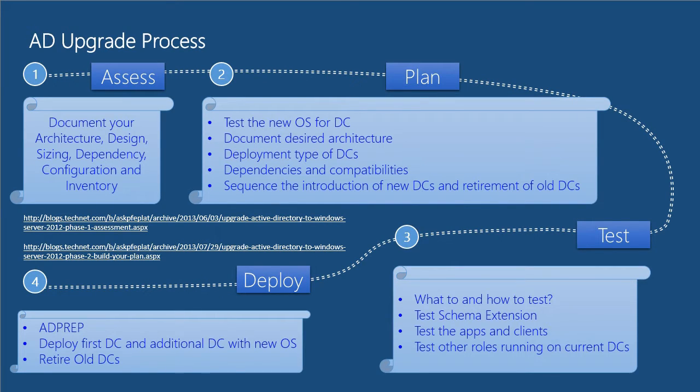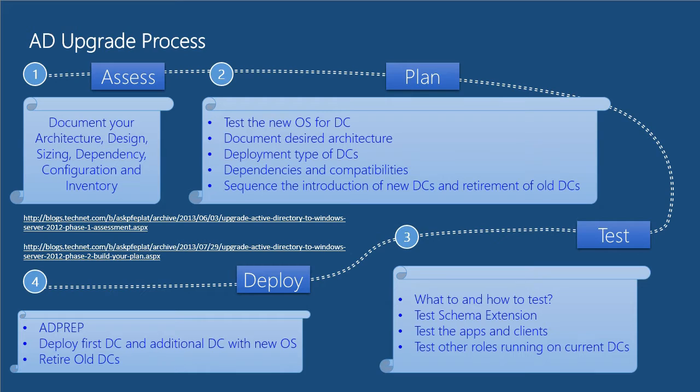Okay, here's how the upgrade process must be followed. First, you have to assess, then plan, then test, and finally deploy your upgrade. So you start by assessing where you are today with your Active Directory infrastructure. Specifically, you need to document your current architecture, design, and sizing: where, how many, and how big your current domain controllers are.